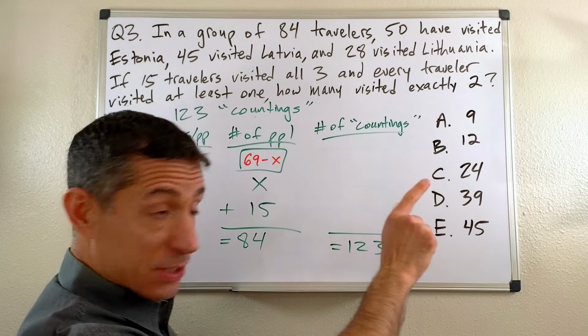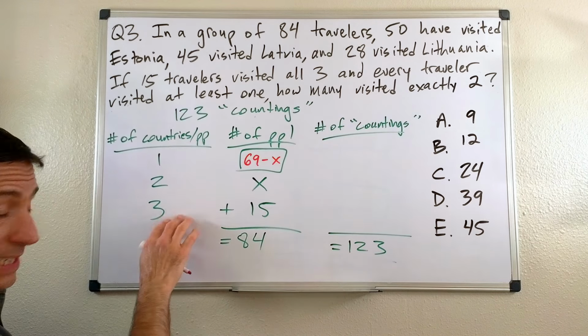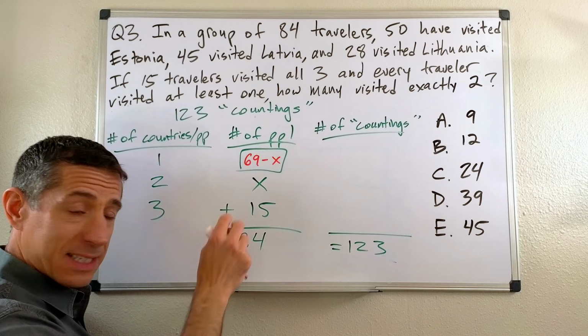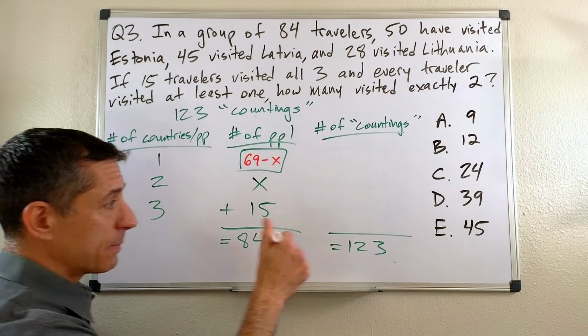Okay, now a little bit of multiplication and we're almost done. So we'll start with these guys who visited 3 countries. How many countings did they account for? 3 countries each times 15 people.